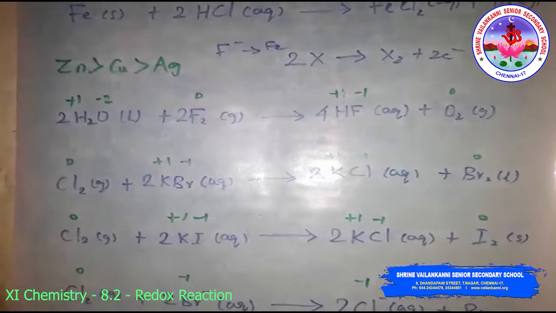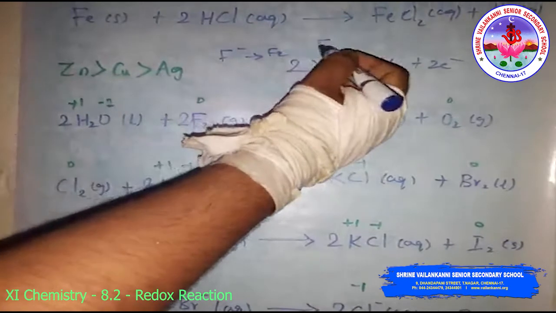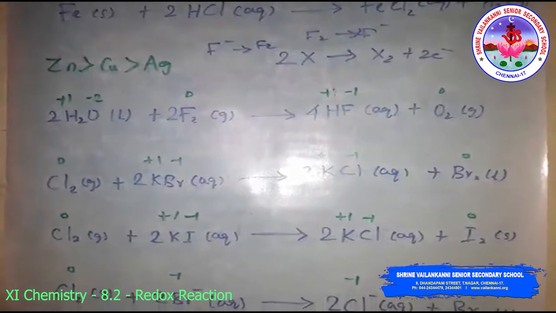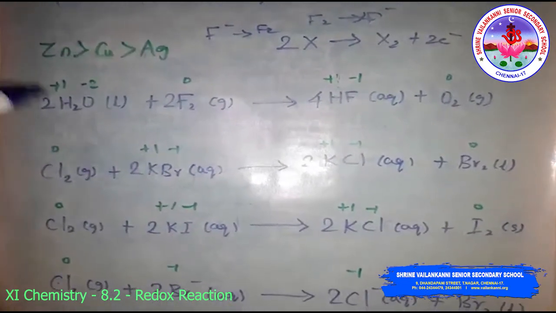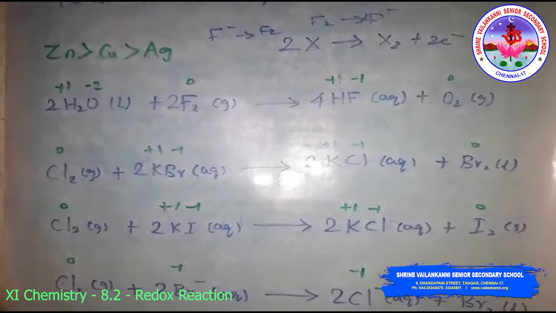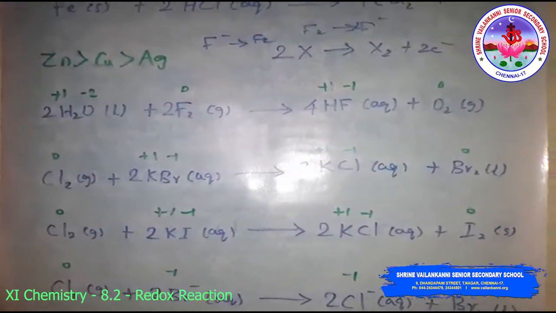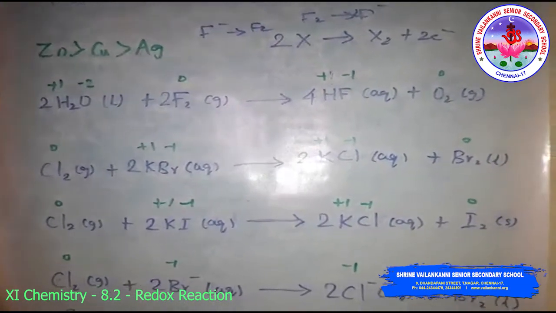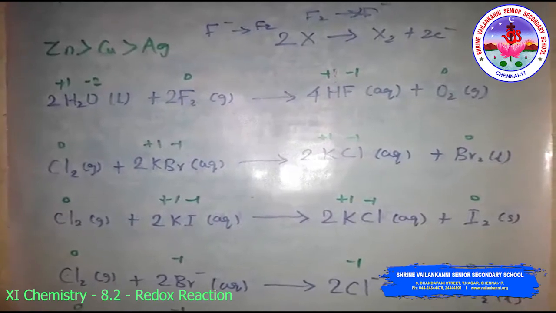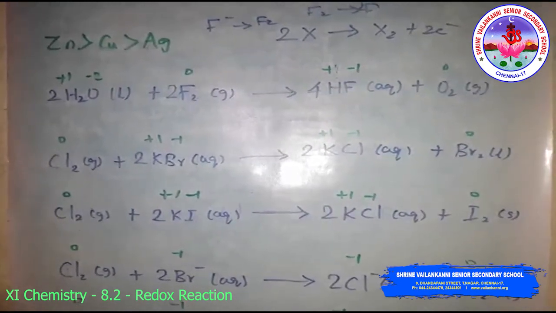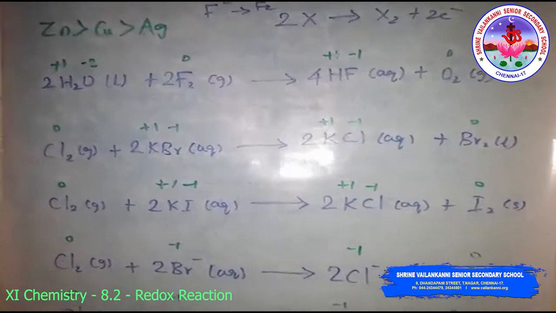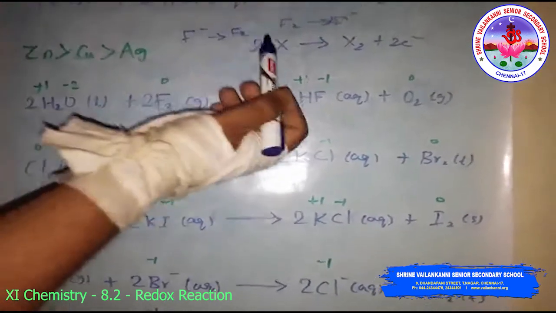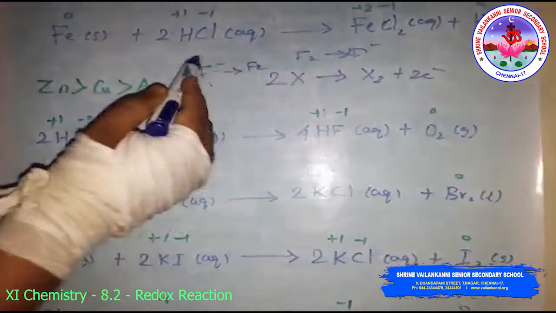The only way to achieve this, that is fluoride ion 2F minus to fluorine, is by oxidizing fluoride ion electrolytically. You can learn that in the next section on standard electrode potential. The standard electrode potential, the E0 value, is nearly 2.87 volt. That is why fluorine is the strongest oxidizing agent. You can see table number 8.1. That is the reason fluorine to fluoride ion is possible, but fluoride ion to fluorine is not possible.